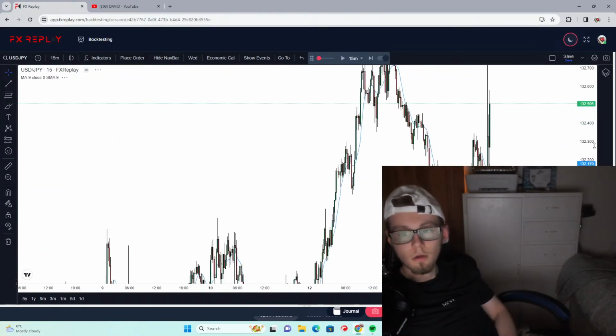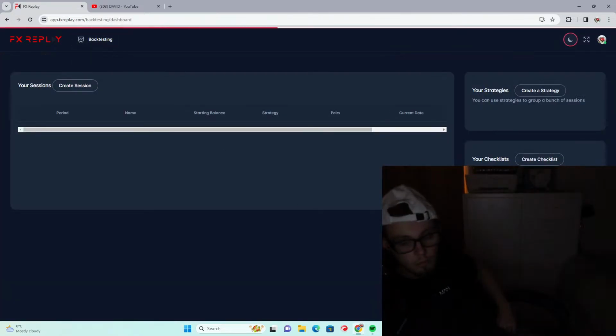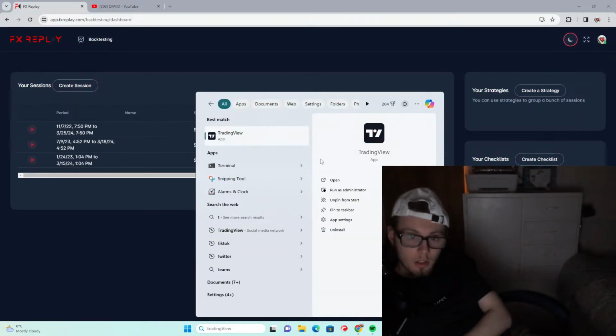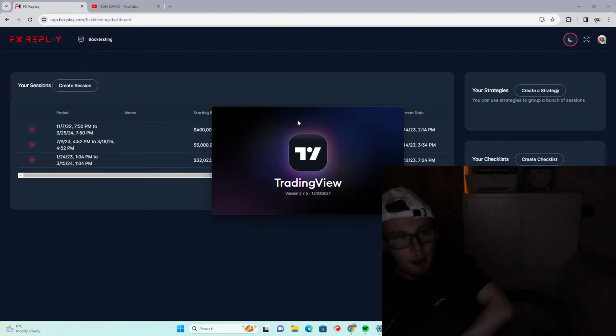But again, context on this market looks terrible. Wouldn't be trading this. That being said, let's have a look at the markets live, see what we're looking at for the next week.